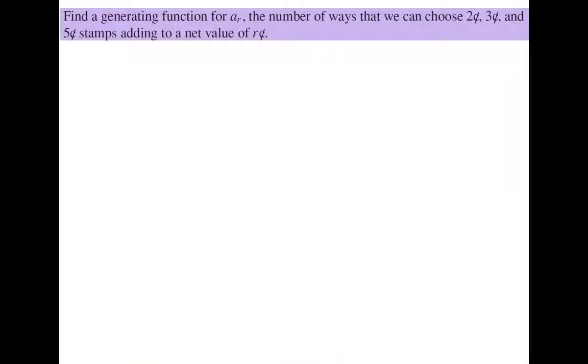Now let's see some questions. Find a generating function A_r for the number of ways we can choose 2 cent, 3 cent and 5 cent stamps adding to a net value of r cent. If you write down the equivalent integer solution equation, it looks like 2e2 plus 3e3 plus 5e5 is equal to r, where each ei is greater than or equal to 0.